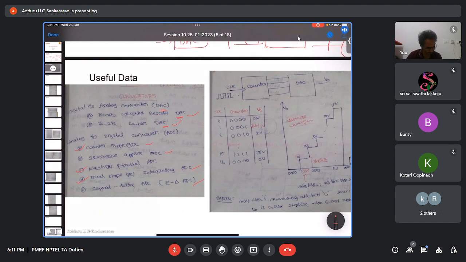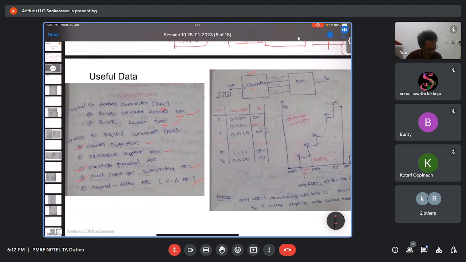As I was telling, let us say this is a counter. Just to understand DAC, this is a counter, and at the clock input you are giving the clock. Based on the number of clock pulses arriving, you will get the counter output bits, starting from 0000 to 1111. It's a 4-bit counter, so once it has reached 1111, the output of the counter, then again the cycle will be repeated.